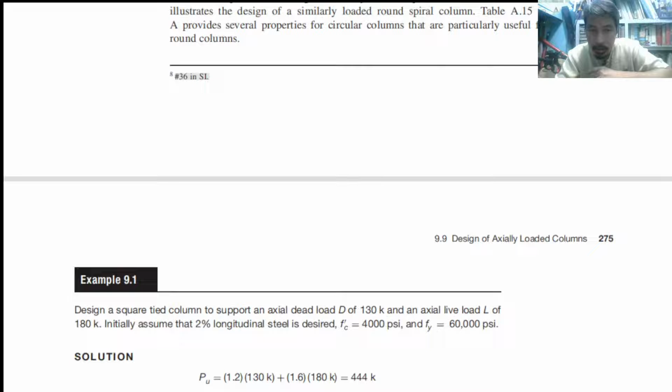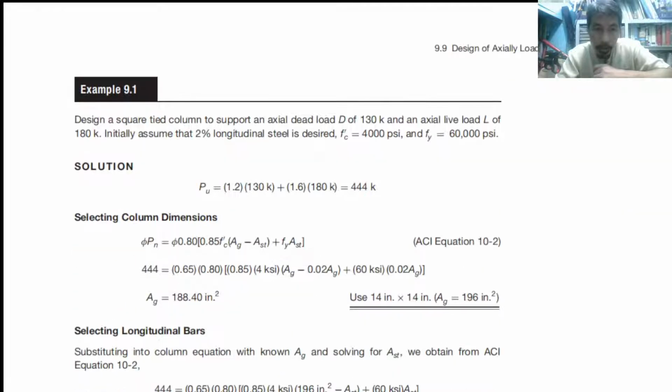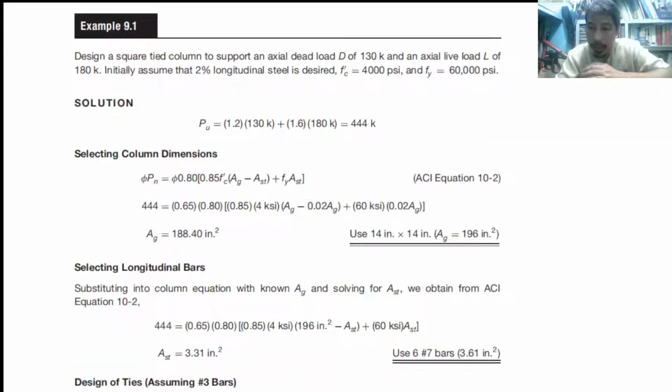Let us actually do the example. So, this is our last topic example for the day. We are given a design problem. Design a square tied column to support an axial dead load 130 and axial live load 180. Initially, assume that 2% longitudinal steel is desired. FC prime 4,000, FY 60,000.